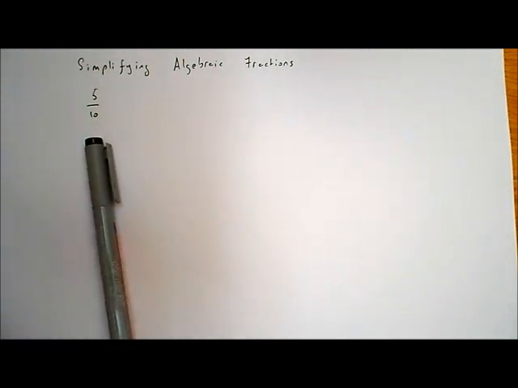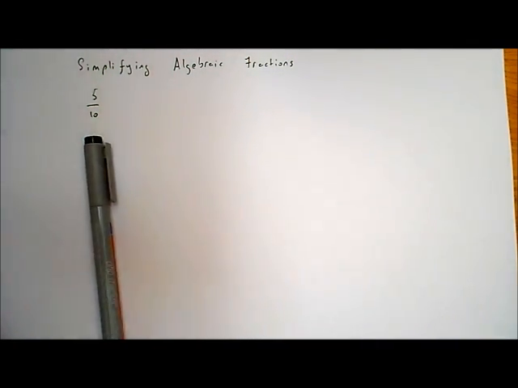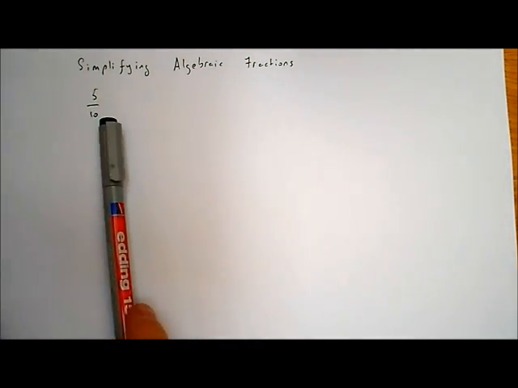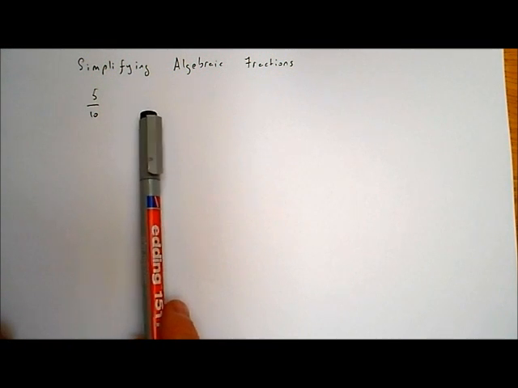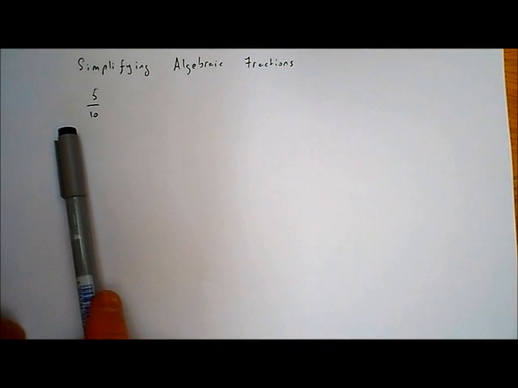So let's start off with a really simple one, 5 over 10. Now this isn't an algebraic fraction, but we're going to simplify this. And the way we're going to simplify it is the way we simplify all algebraic fractions. 5 over 10, we all know that that's the same as 1 over 2, but how do we break it down to be 1 over 2? Well, what we do is we look for a common factor.